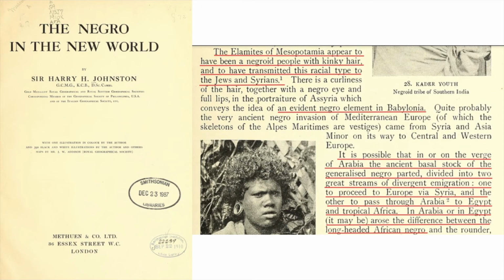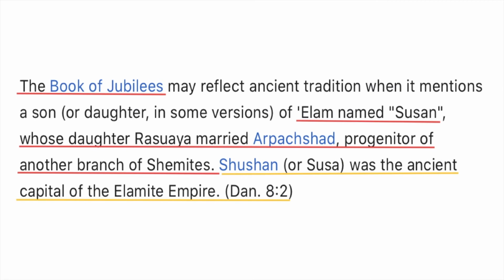And interestingly enough, it may have been passed to the Jews and the Syrians. But the interesting one is the Syrians because, of course, Abraham coming from what we just talked about, Abraham and the dark-skinned Syrians. That part is very interesting. But there is a tradition, should I say, in the Book of Jubilees that Arphaxad married an Elamite. So Elam named Susnia, whose daughter Reshunia married Arphaxad, progenitor of another branch of Semites.